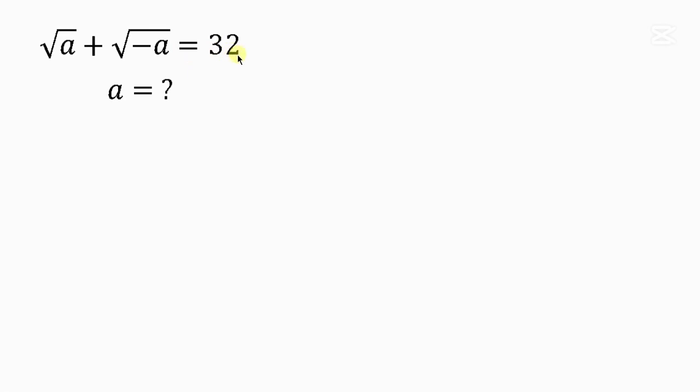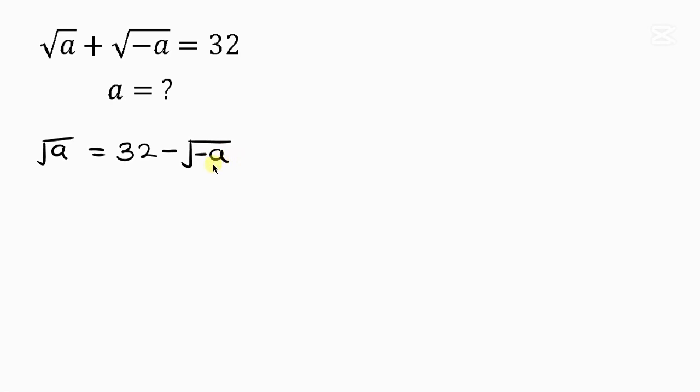Well, our first step will be for us to isolate the square root of a in order to remove the radical. And we do that by moving the square root of negative a to the right hand side. So we have the square root of a to be equal to 32. As the square root of negative a crosses to the right, it becomes minus the square root of negative a.